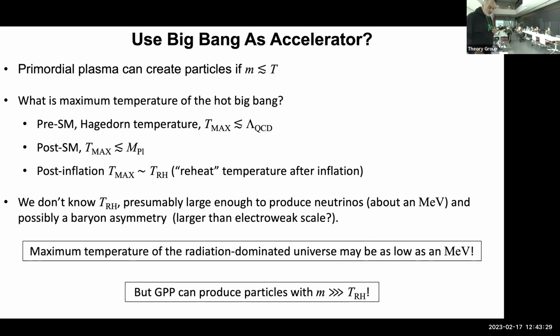But do we not need it a bit higher for BBN? Do we not need it a bit higher for BBN? Yeah, maybe an MeV, 2 MeV. This is not precision.